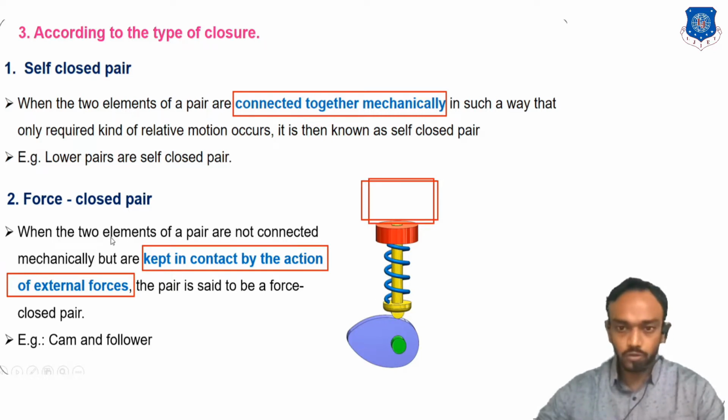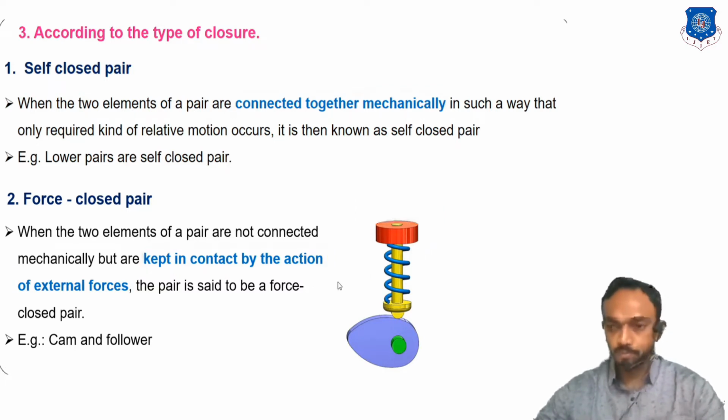So in force closure, there is a possibility of applying the force in more than one way, same as the example we have already seen, which we can also give here. Okay, so these are the last two types of pair: self-closed and force-closed.